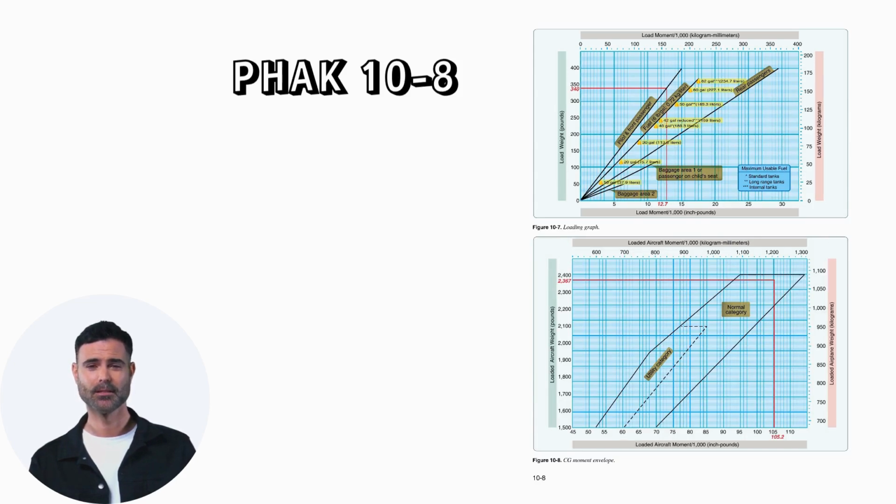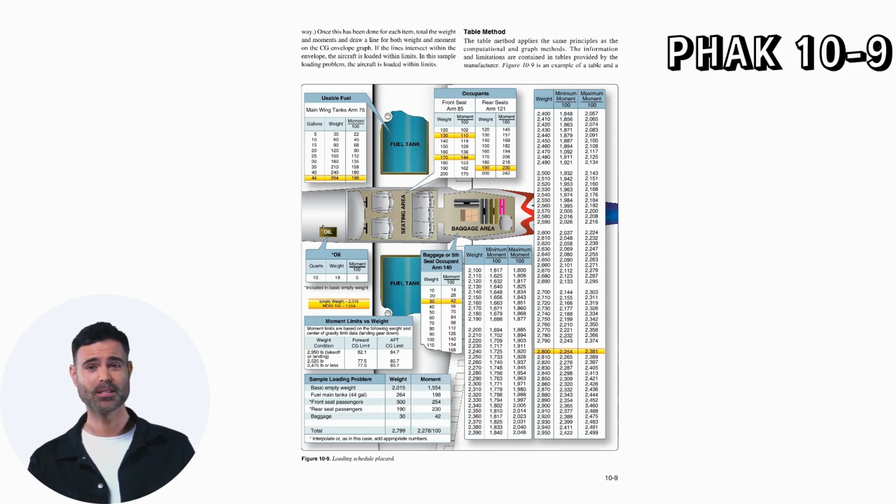Figure 10.7, loading graph. Figure 10.8, CG moment envelope. Once this has been done for each item, total the weight and moments and draw a line for both weight and moment on the CG envelope graph. If the lines intersect within the envelope, the aircraft is loaded within limits. In this sample loading problem, the aircraft is loaded within limits.